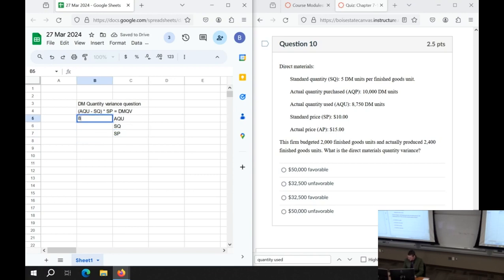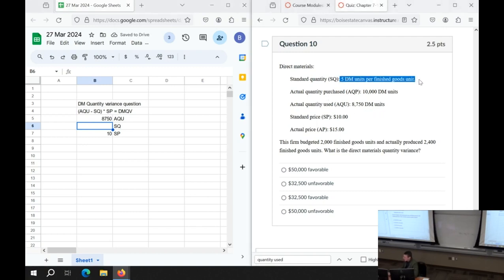Actual quantity used, they give us 87.50. Standard quantity, let's leave that blank for a second. Standard price is 10. So we have a standard quantity per unit given here. We should use 5 direct materials units per finished goods unit. And down here is where I'm tempting you: the static budget amount for finished goods units was 2,000. We budgeted 2,000 finished goods units. Our actual production was 2,400. So which of these two do we multiply the 5 by?